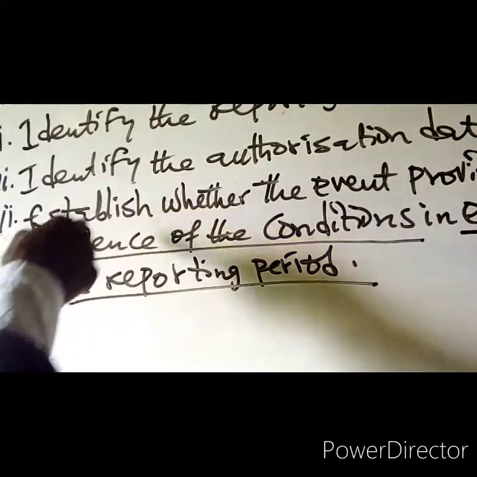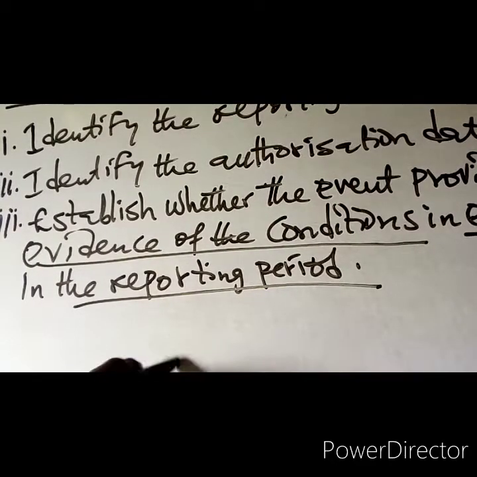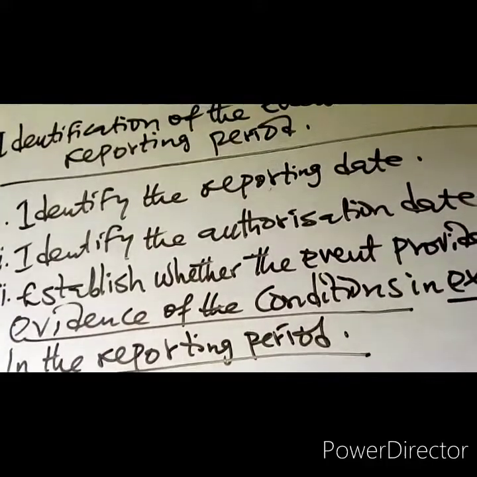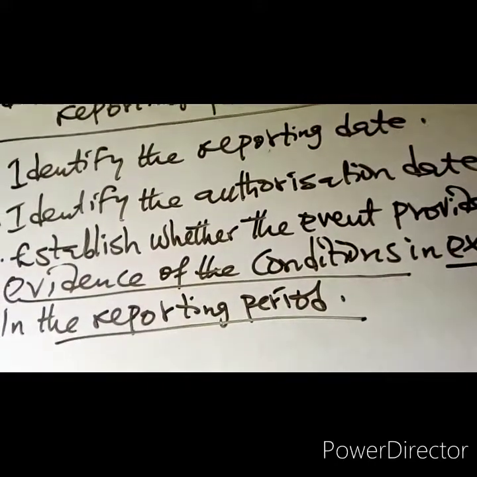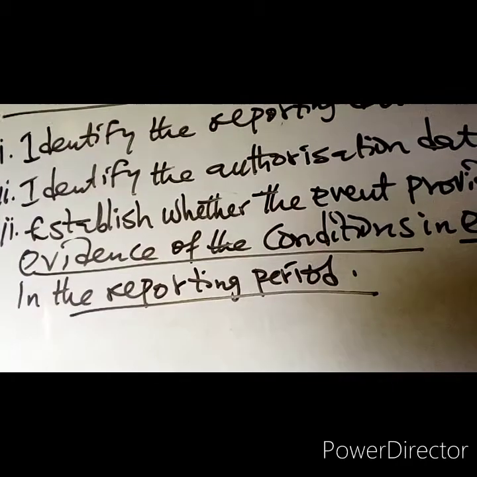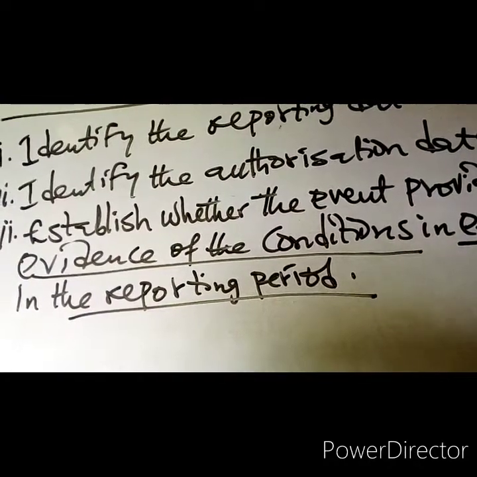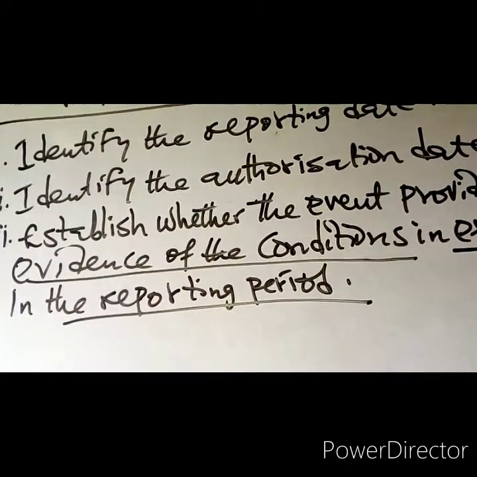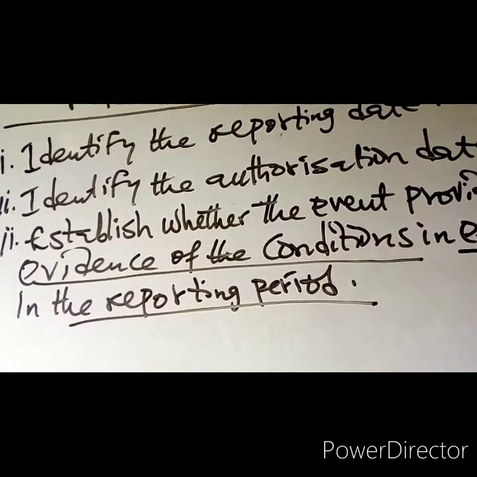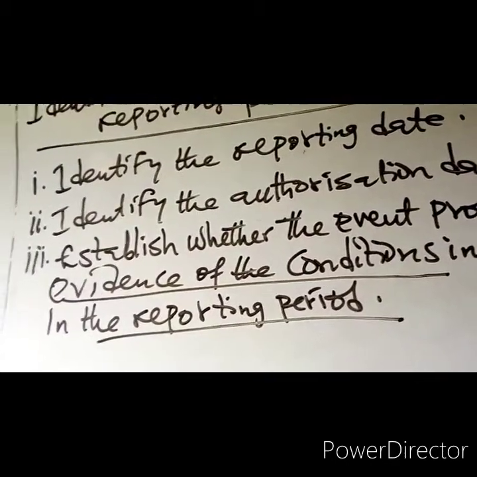So for adjusting events, the financial statement will be adjusted. Where you have an adjusting event, you will need to adjust your financial statement to accommodate the effect of that event. For non-adjusting events, you only disclose them by way of note. They should be disclosed in a note to the financial statement where the event or the amount involved is significant to the entity. So these are the procedures you will need to follow in identifying when an event is adjusting or non-adjusting.